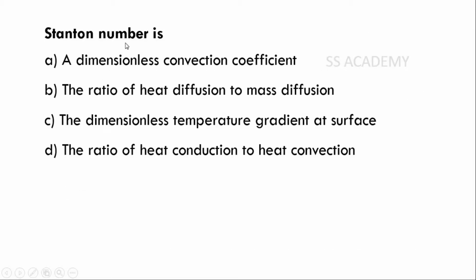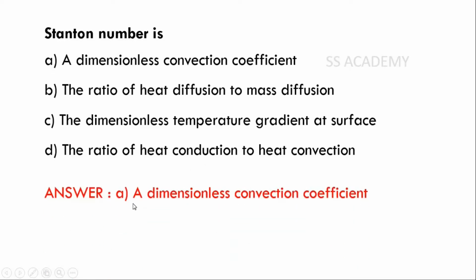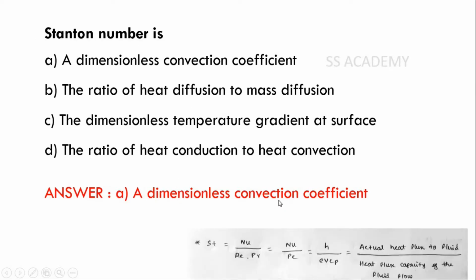Next question is, Stanton number is: option A, a dimensionless convection coefficient; option B, the ratio of heat diffusion to mass diffusion; option C, the dimensionless temperature gradient at surface; option D, the ratio of heat conduction to heat convection. The correct answer is option A, the dimensionless convection coefficient. Stanton number is a dimensionless convection coefficient.